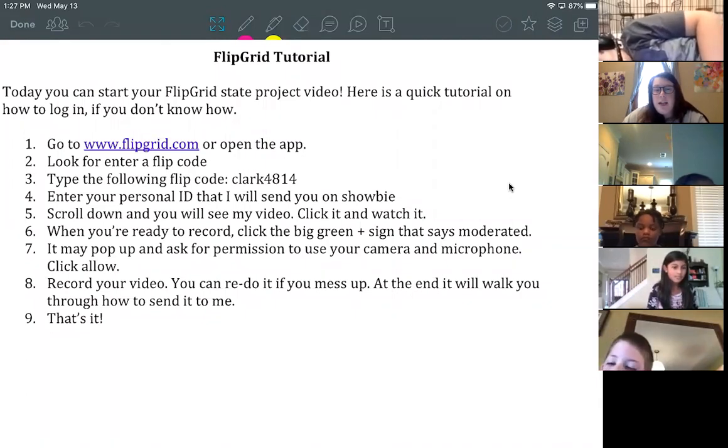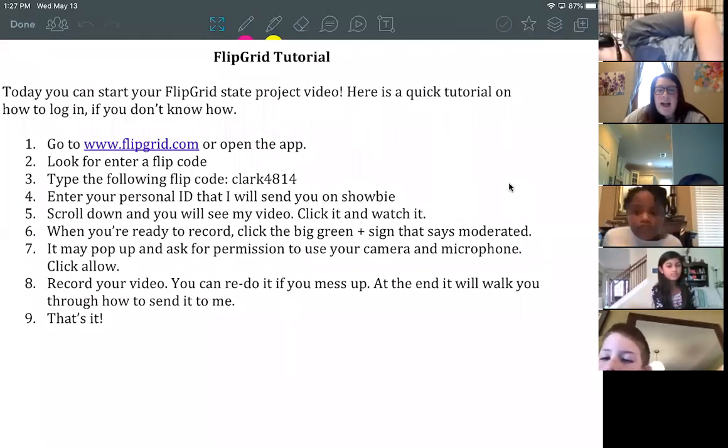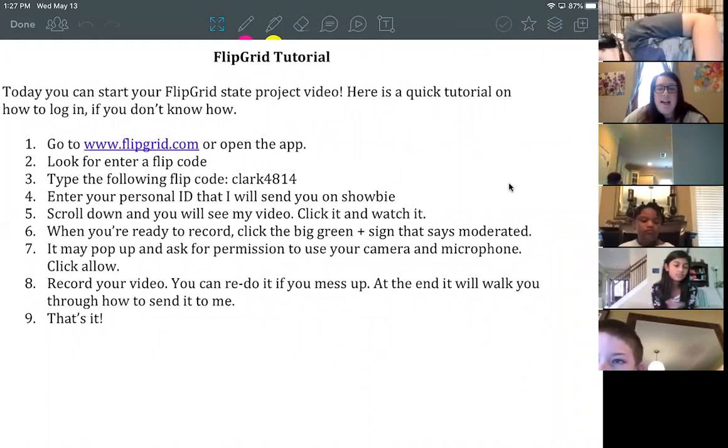There's a big green plus sign that says moderated. Moderated just means I have to approve it before everybody can see it. It's going to ask you permission to use your camera and microphone, so you want to click yes. Then you can record your video. If you mess up, you can re-record it. I did that a couple times. So that's how you get in.